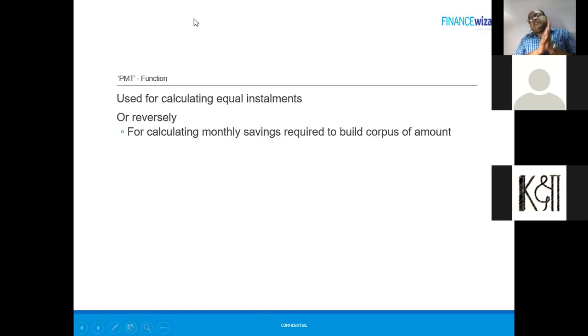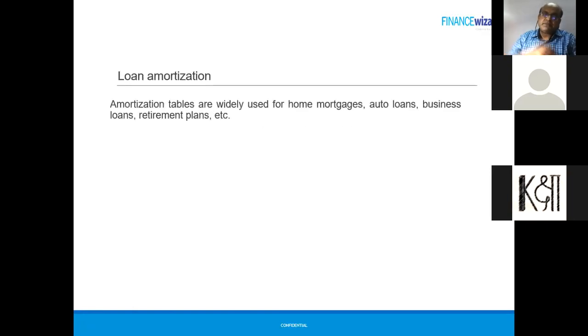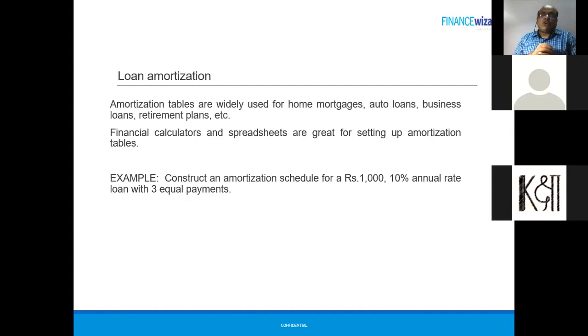Then we come to the next function, a very interesting function called PMT. What is PMT used for? PMT is used for calculating equal installment, or reversely it is used for calculating monthly savings required to build a corpus of an amount. And the most common use of PMT is amortization, loan amortization.